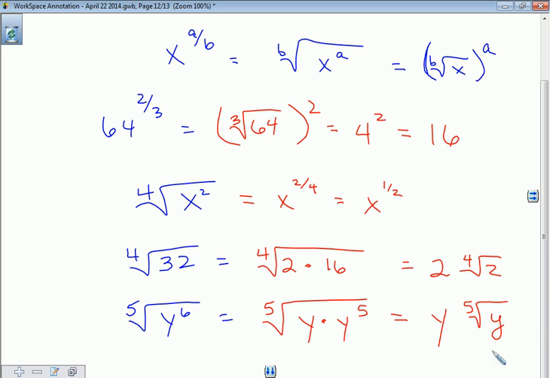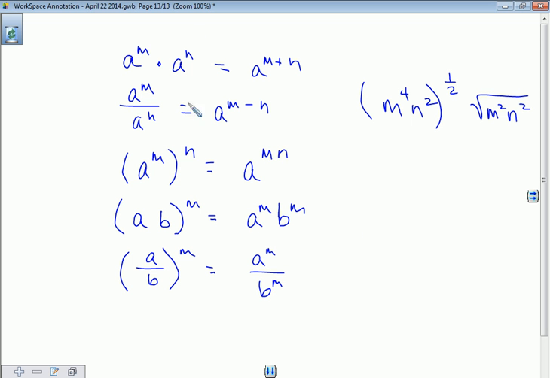Okay? Now, I will put the review up so you can see additional problems. But I want to remind you of all of our rules. And you may not need to write these down. When you multiply like bases, what do you do with their exponents? Add them. When you divide like bases, you subtract. Power to a power, you multiply. A product raised to a power, each term gets raised to that power. A quotient raised to a power, both the numerator and denominator get raised to this power.